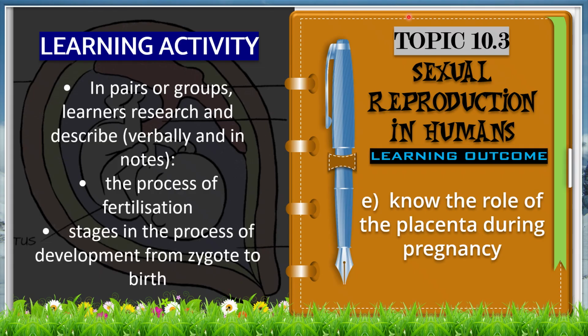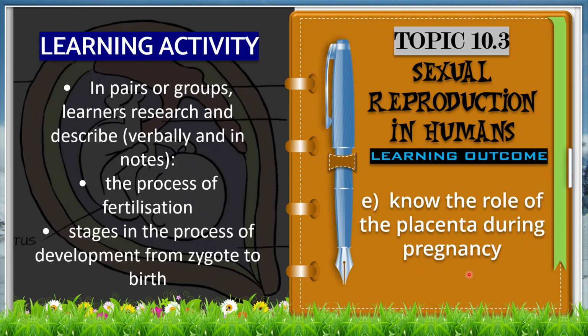I welcome you to topic 10.3. We are looking at sexual reproduction in humans, and we are looking at learning outcome E. Know the role of the placenta during pregnancy.